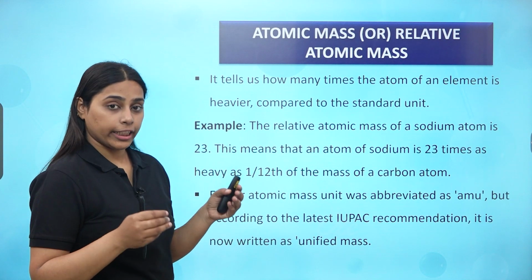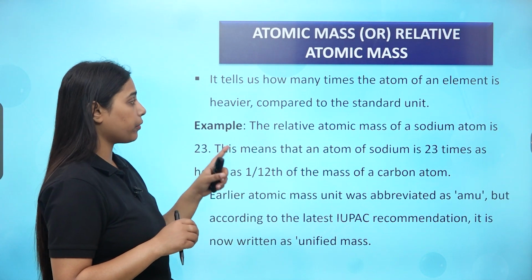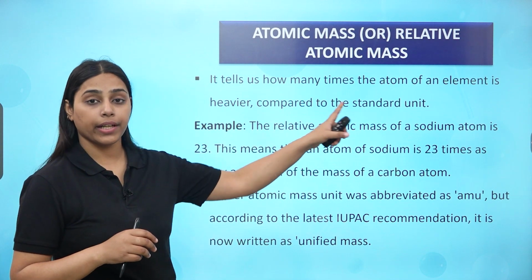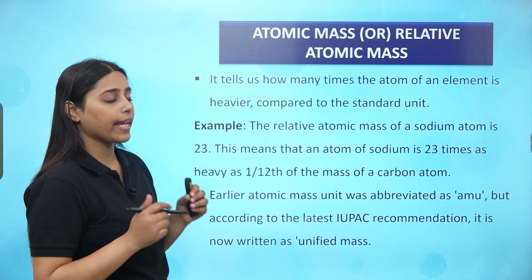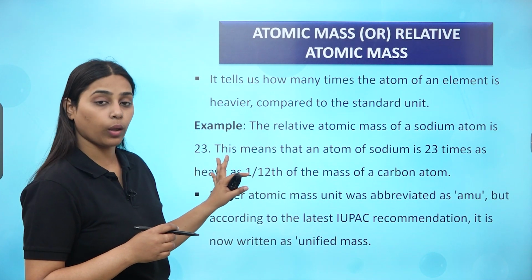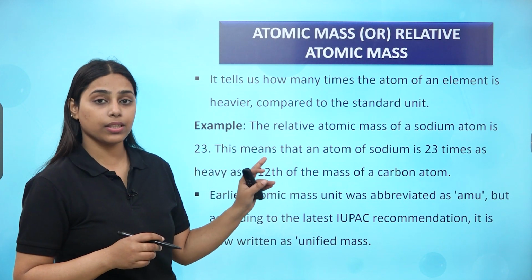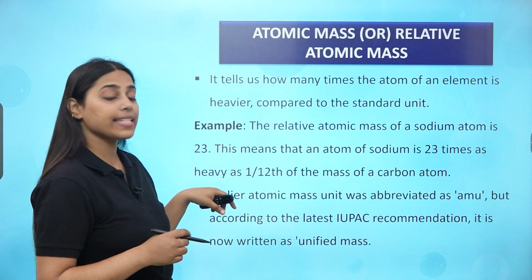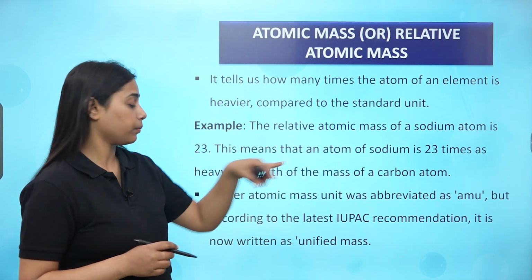Atomic masses, or relative atomic masses, also tell us how many times the atom of an element is heavier compared to the standard unit, that is, 1/12th part of carbon. Like the relative atomic mass of the sodium atom is 23, atomic number 11. This means that an atom of sodium is 23 times as heavy as 1/12th of the mass of a carbon atom.